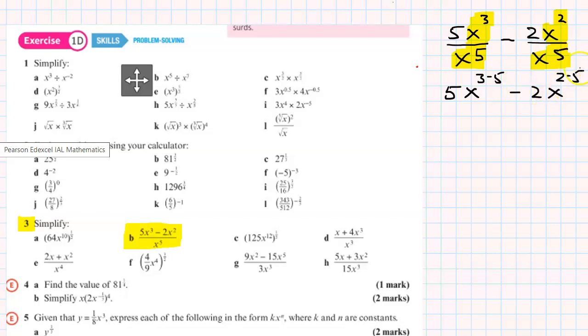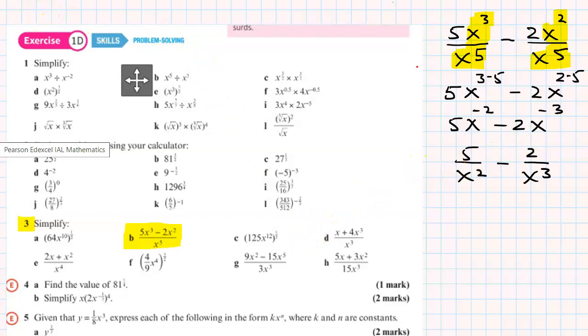This minus has nothing to do with the negative in the power. So this one will become 5x to the power minus 2 minus 2x to the power minus 3. So you can write it as 5 over x square minus 2 over x cube. You can write this as your answer.